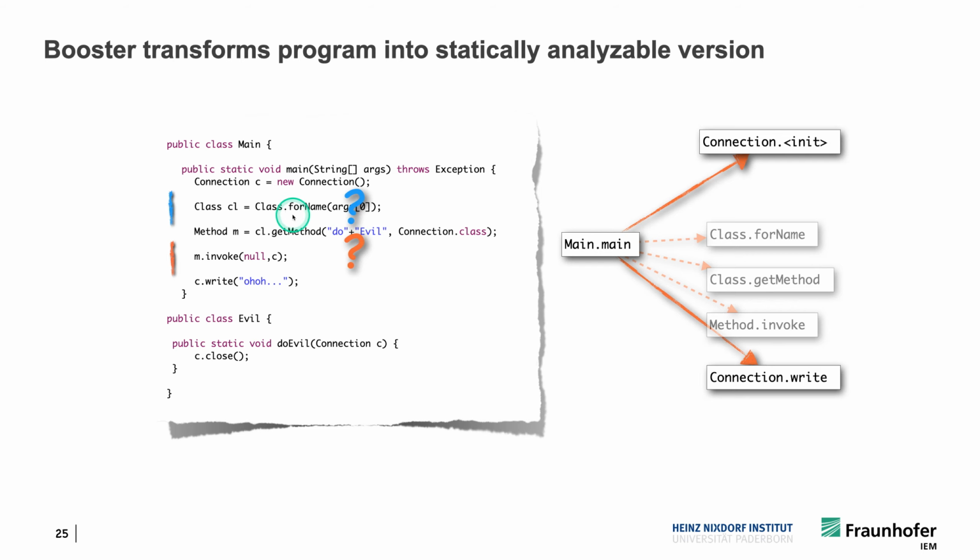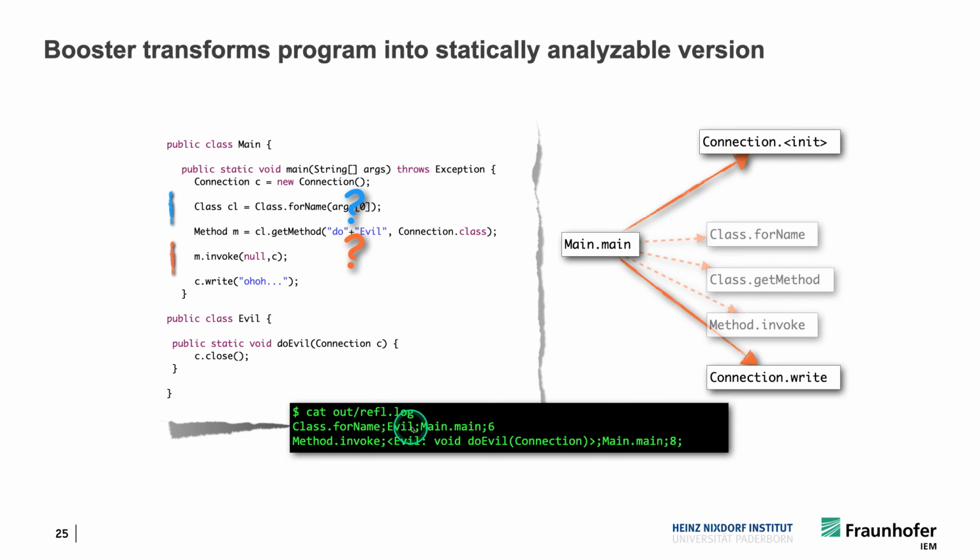And now we can actually use the playout agent and look at its log file, and we will see, for instance, that this is actually loading a class called Evil at line 6. And then at line 8, we are calling the method doEvil on this particular class. Okay, and that's what we get out of the playout agent. And now the booster will do the following. It will incorporate this information into the original program by rewriting it.